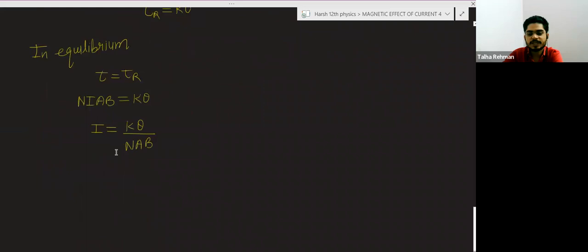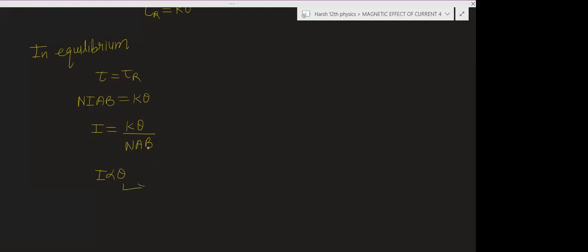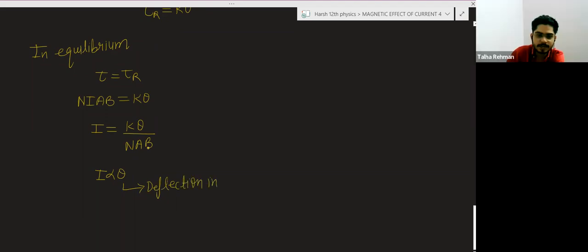This k is constant, the number of turns will remain constant, and so will the area and the magnetic field. So you can say the current is directly proportional to theta. The more the current, the more the deflection. What is theta? Theta is the deflection in the galvanometer. And what is I? Current in the galvanometer.